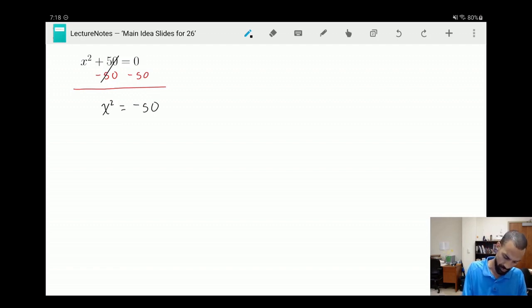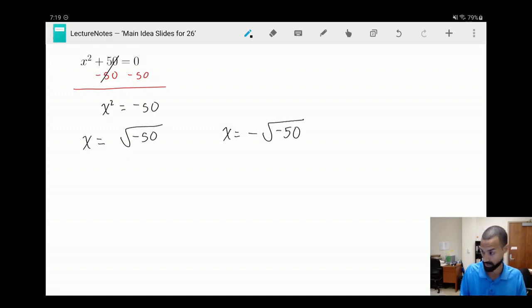Okay, the square root property says x equals the square root of negative 50, and x equals negative the square root of negative 50. Okay, so the problem here is unless we invent a new type of number, we cannot have a square root of a negative. We can't have the square root of negative 50. So that's where we're going to come up with something new.